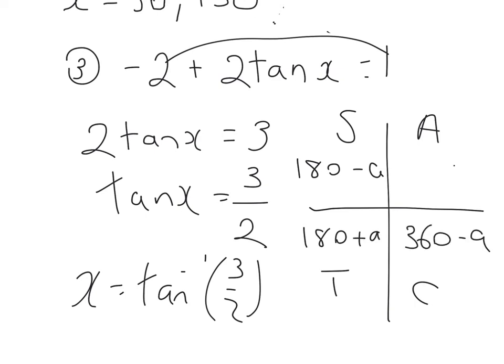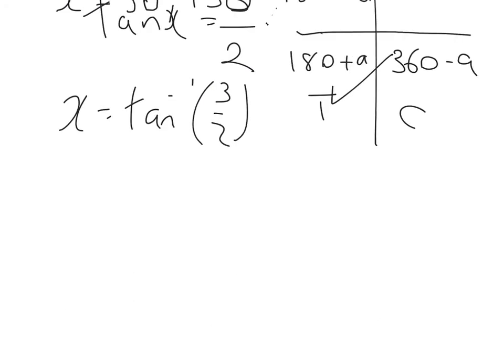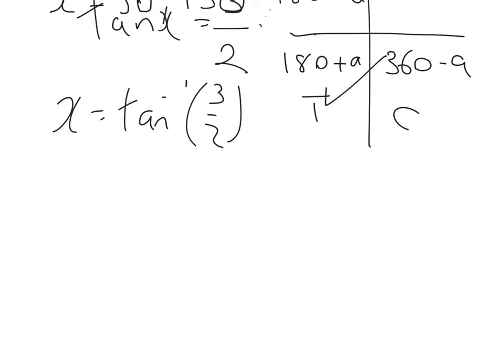This time we're in the tan quadrant. So the answer that the calculator gives us is 56.3 degrees. That's the answer in the all quadrant. We're also in the tan quadrant, which is, as we can see, 180 plus the answer. So it's 236.3 degrees.